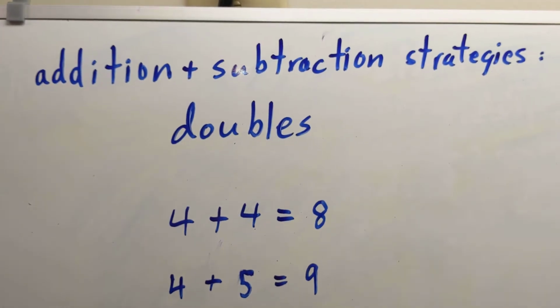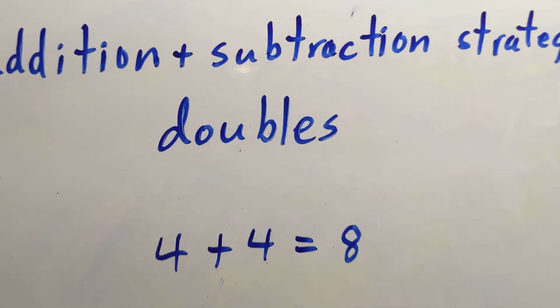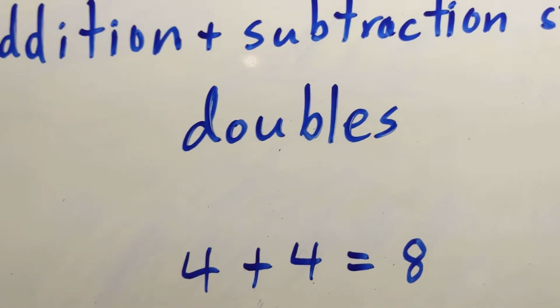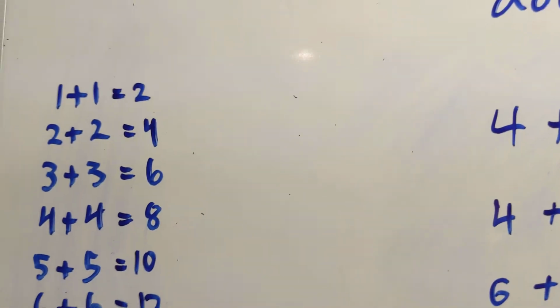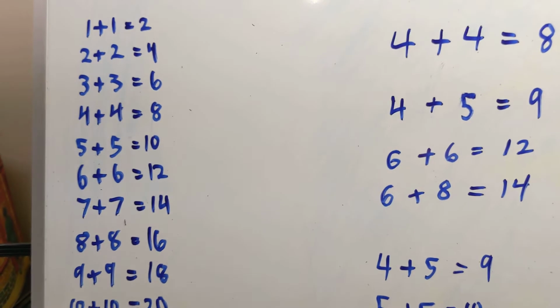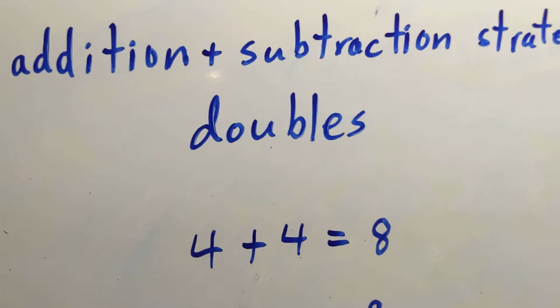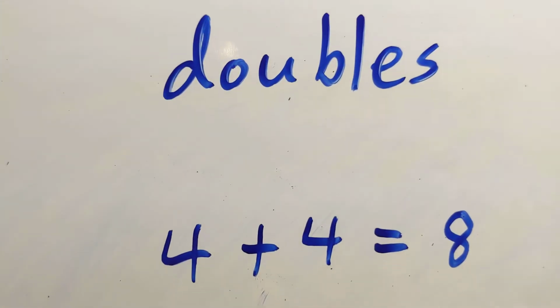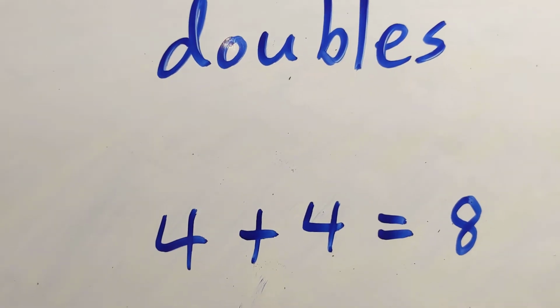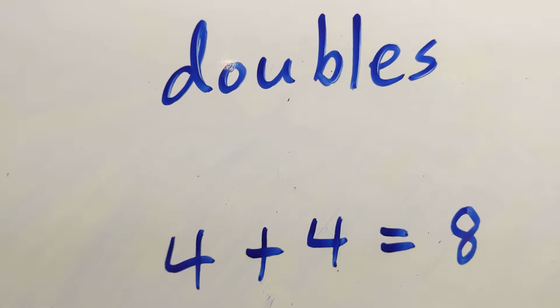Hi there! We're looking at our next of the addition and subtraction strategies, which are the doubles. So for doubles, we have all of our doubles here. Another thing for students to have memorized, right? To know all their doubles, because it's going to help them solve questions without having to count on their fingers all the time. So 4 plus 4 is 8. Anytime they see that, it's going to make it easier.